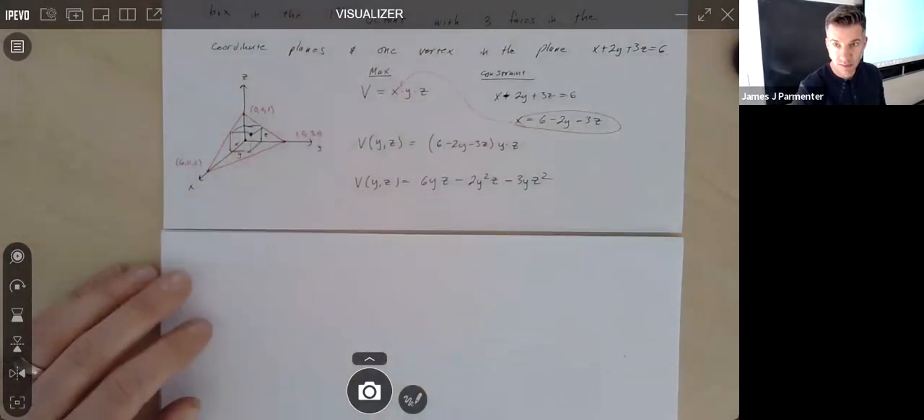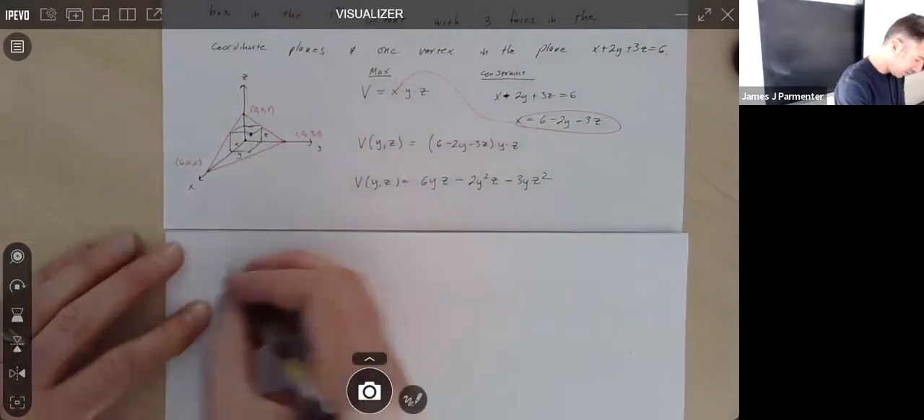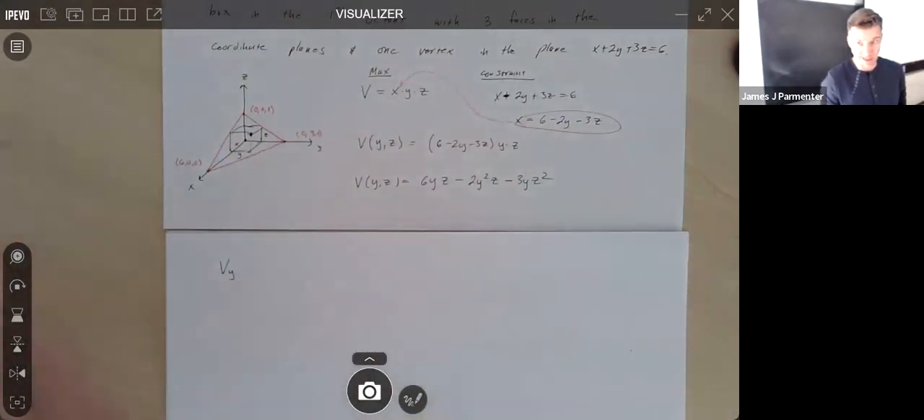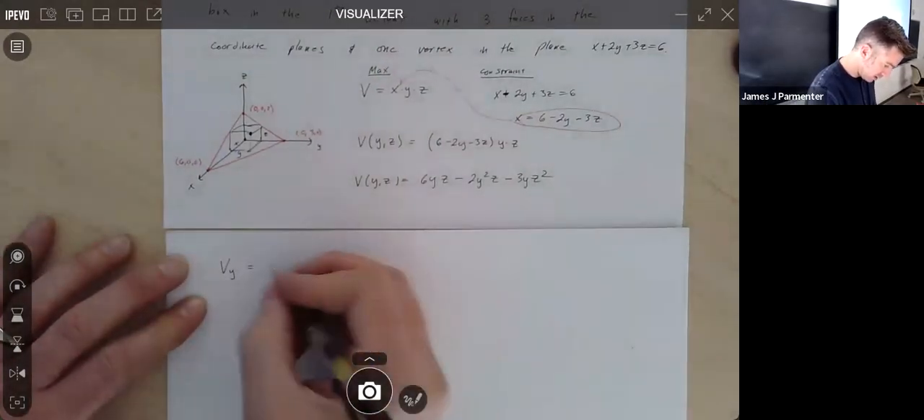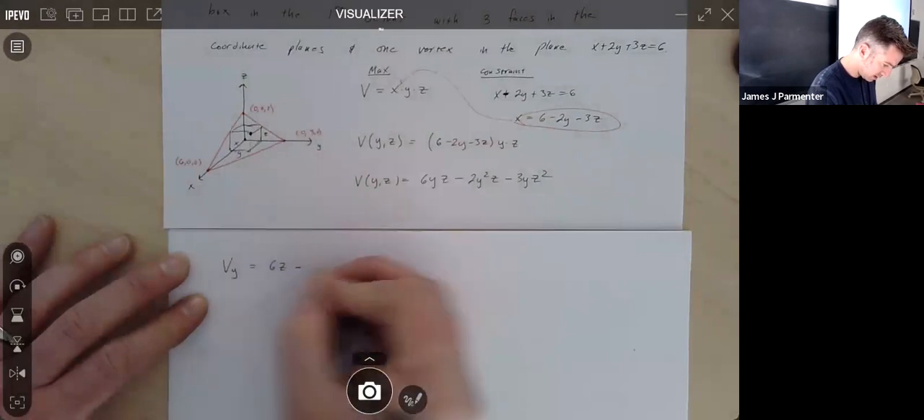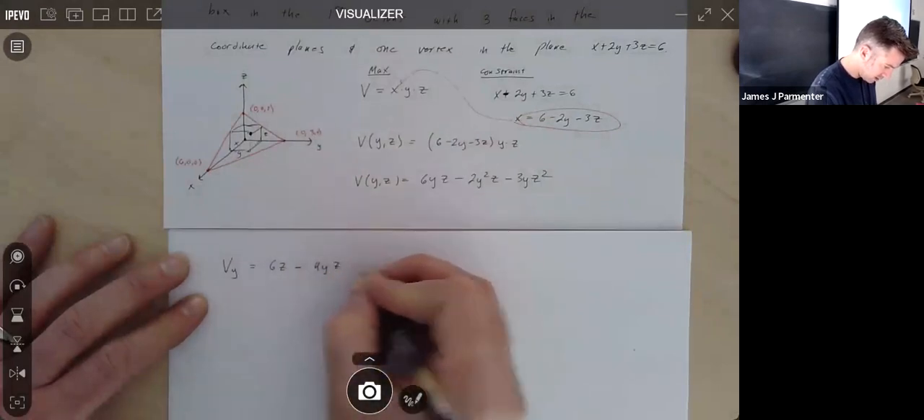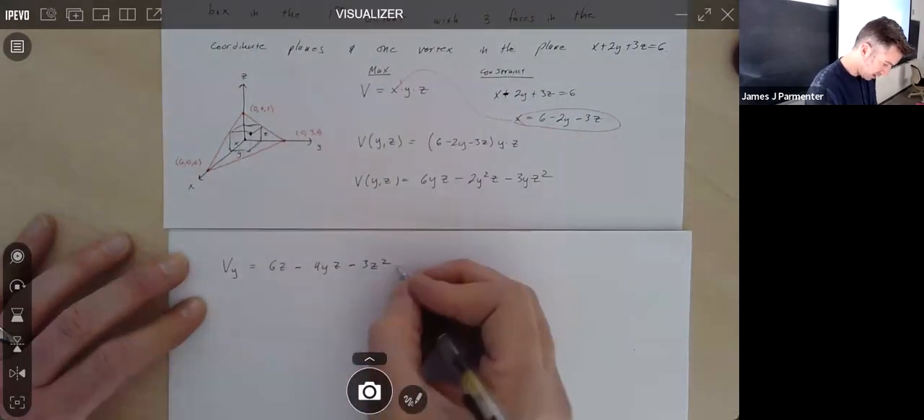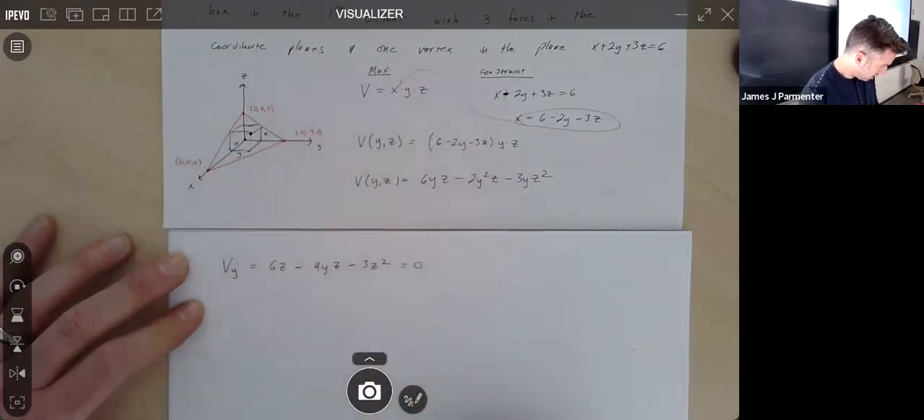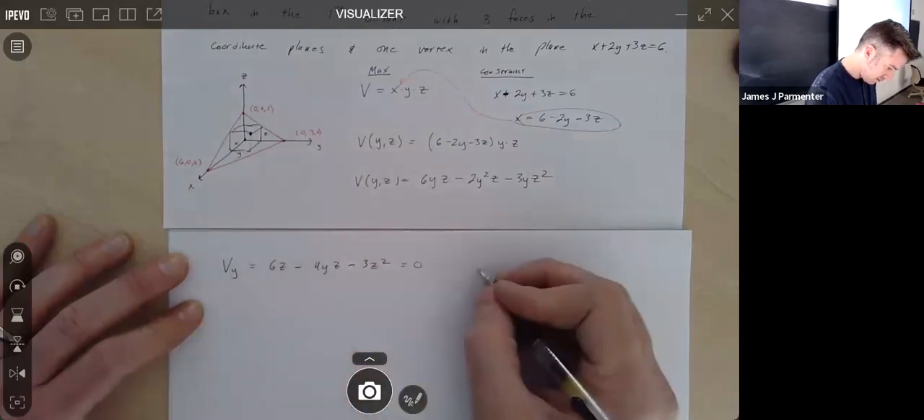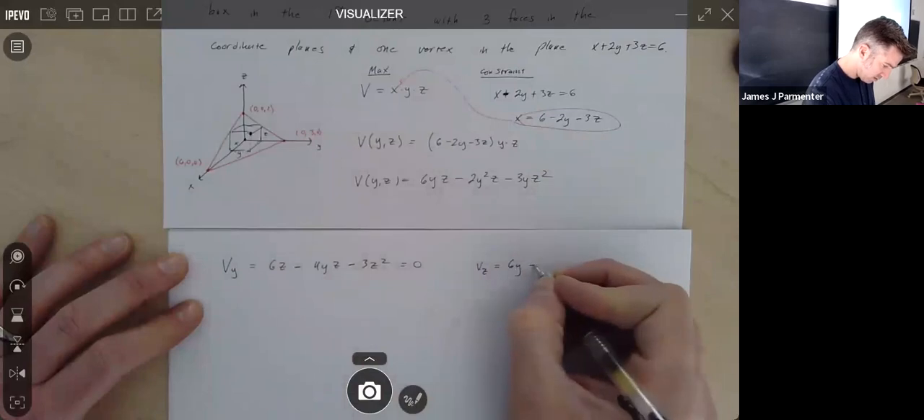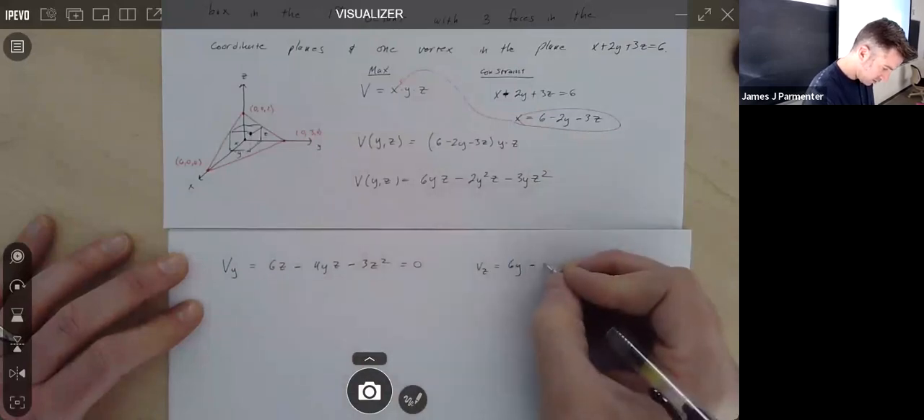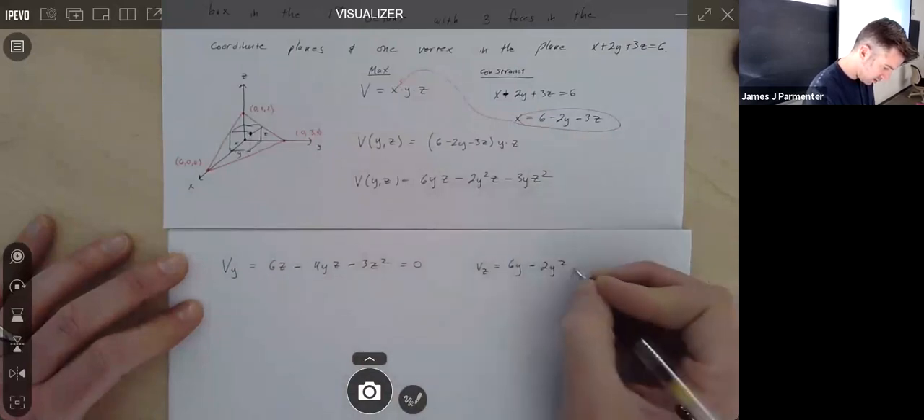So finding the first partial with respect to y. I'm using y and z since my function is a function of y and z. So V_y is going to be 6z minus 4yz minus 3z squared, and set that equal to 0. And then V_z is equal to 6y minus 2y squared minus 6yz.